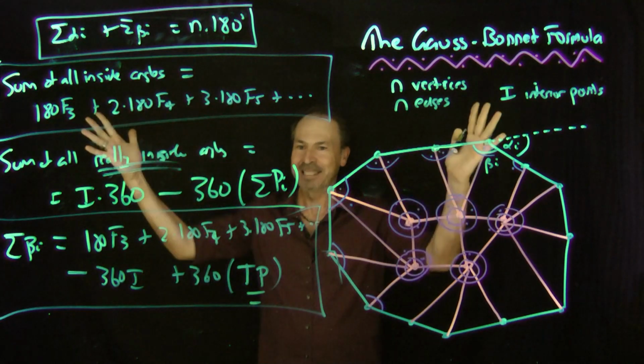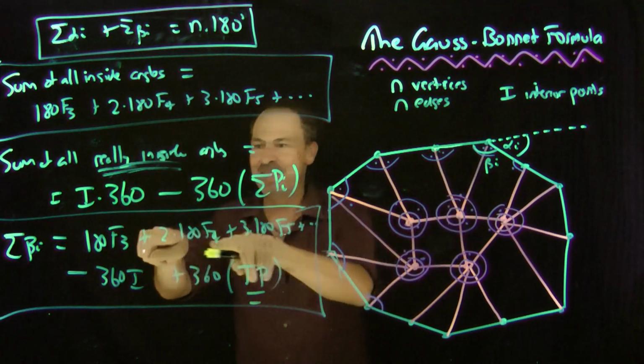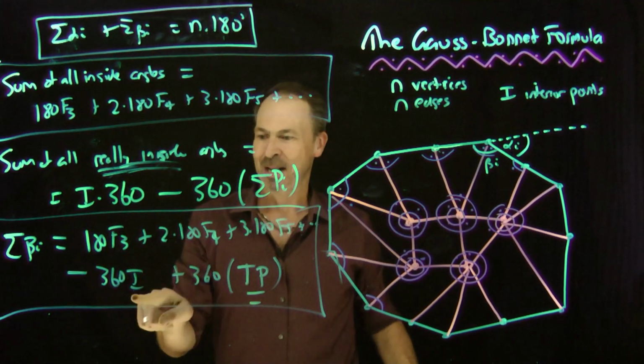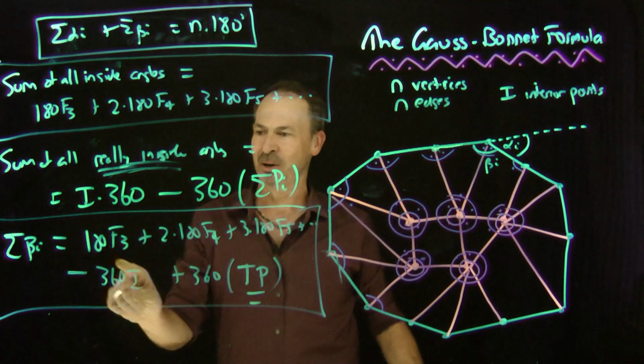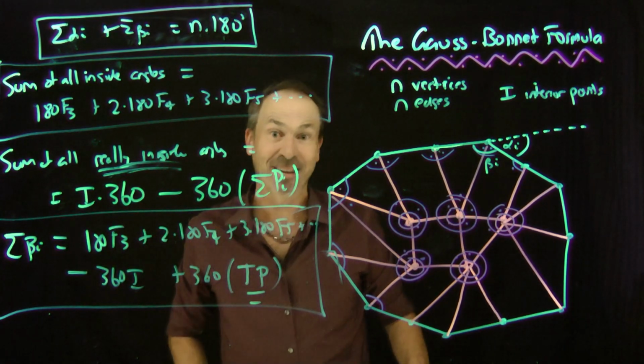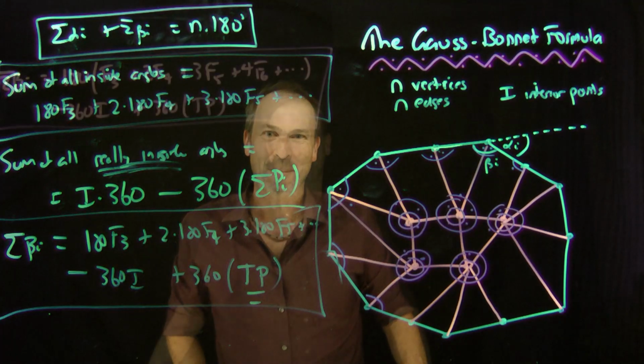What is that? That's a mess. In fact, this part is the worst. Total pointiness sounds good. Number of interior points sounds good. That thing, I have no idea what it really is. All right, so let's now focus on that thing. Back in a moment.